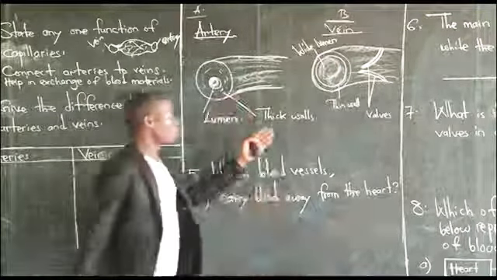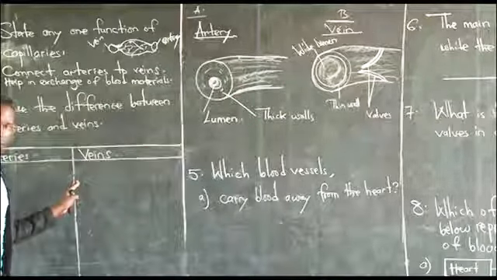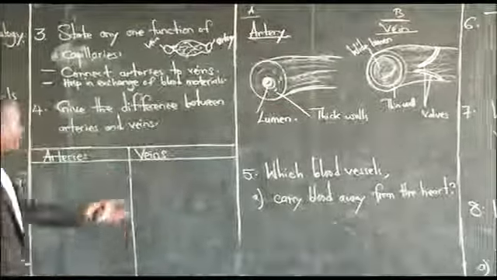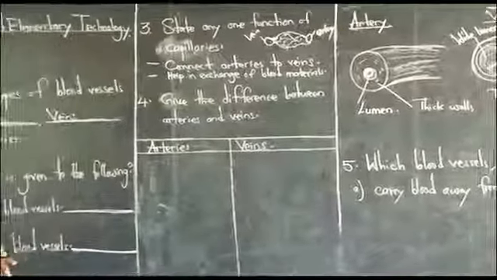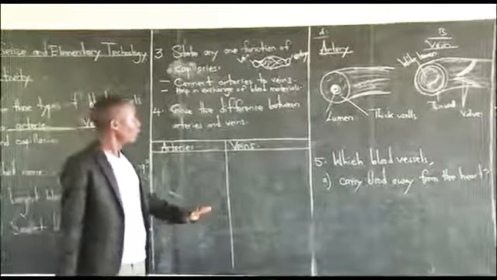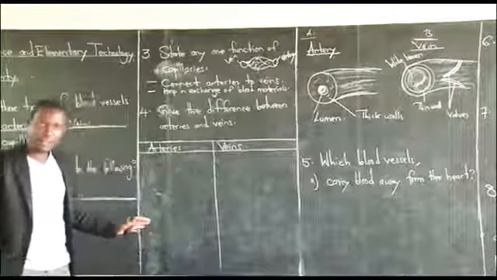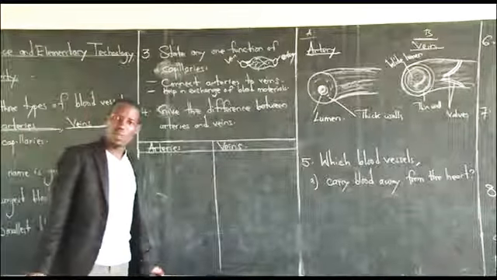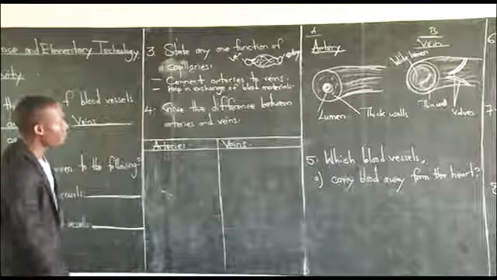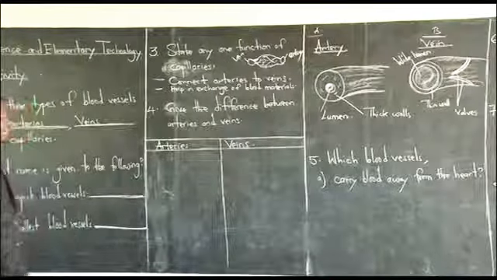So this simply gives us a difference, looking at the two, the artery and the vein. So when you are asked as a primary 6 pupil, it becomes easy for you if you have those structures in mind. When you are asked about arteries and veins to give a difference, draw them simply and see. So looking at the parts, we can simply get the difference.